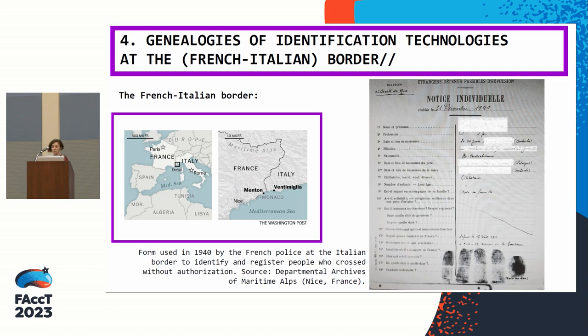workers without permit to expatriate, Jewish refugees, and in the 50s and in the 60s, political dissidents from Romania, Bulgaria, Hungary, Poland, and mostly from Yugoslavia. In the 70s, the first migrants from North African countries and from the Middle East had been found by the French police as well as by both Italian and French mountain rescuers.